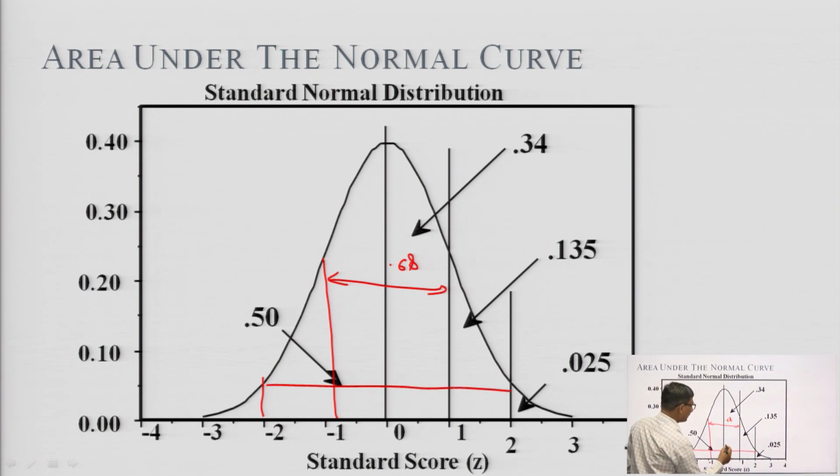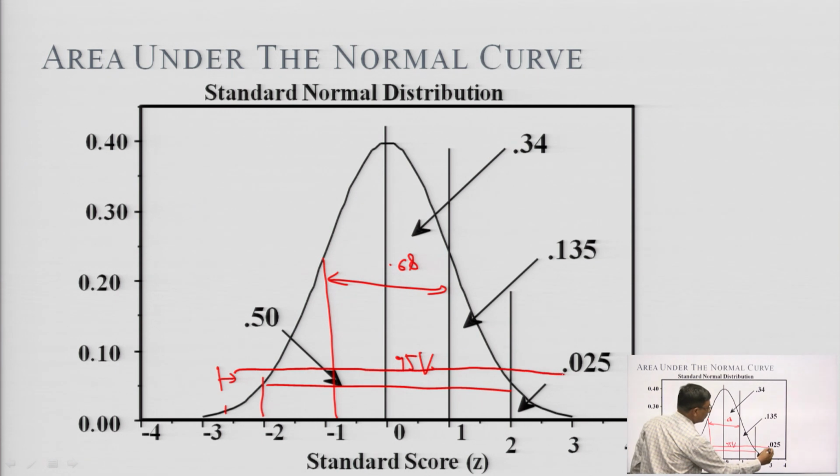This is 95% approximately, and from this, 99.7%. This area is called the tail area. If this is for 2 and it is 95%, then the rest becomes 5%, half of 5% here and half of 5% here. So the tail region is 0.025 on each side. This is the tail area, and this is also called the rejection area.